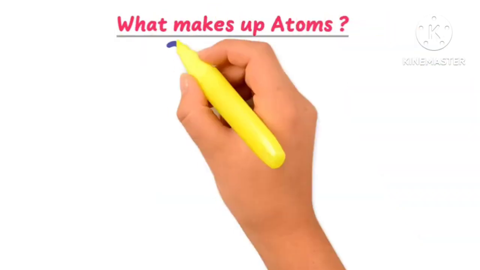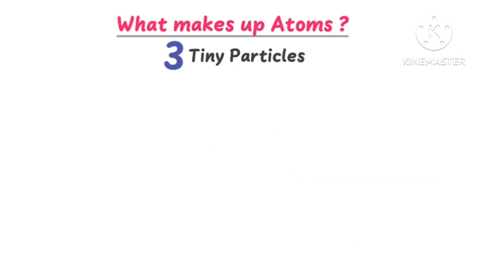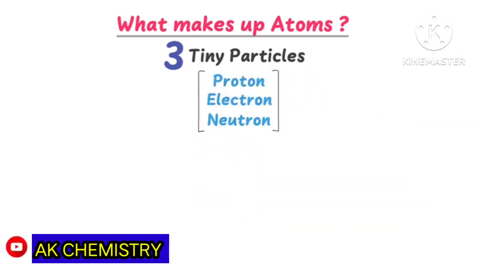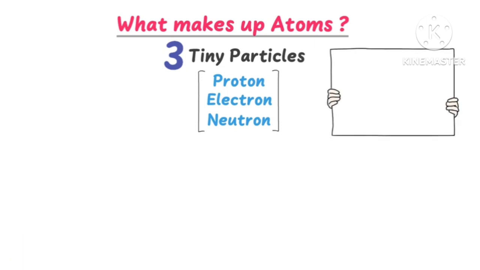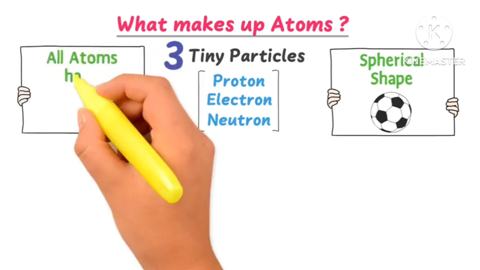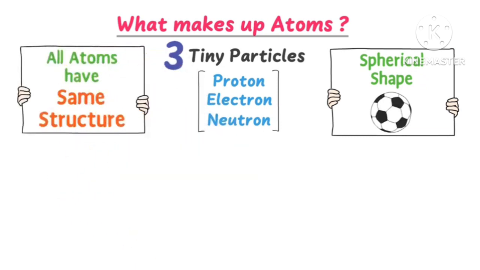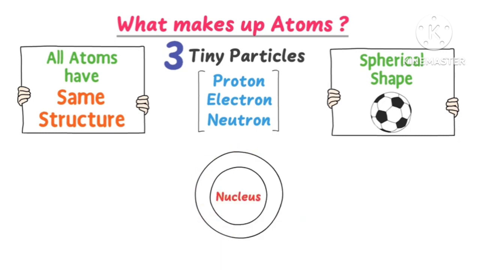Well, there are three tiny particles that make up atoms: proton, electron, and neutron. Remember that the shape of any atom is spherical, like a ball. The structure of all atoms is the same. There is a dense central part in any atom known as a nucleus. Secondly, there are fixed paths around the nucleus known as the energy levels or shells.